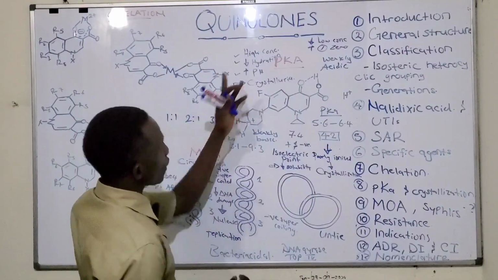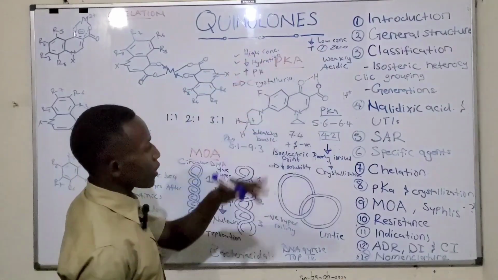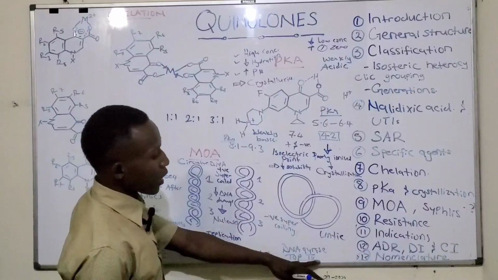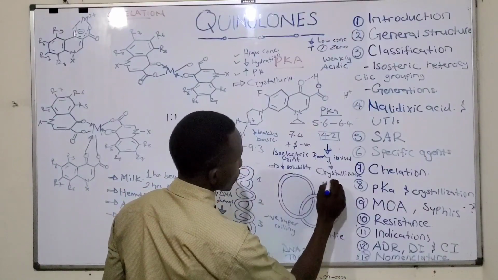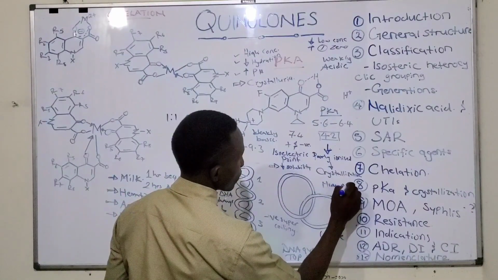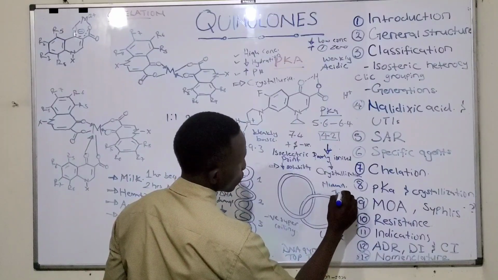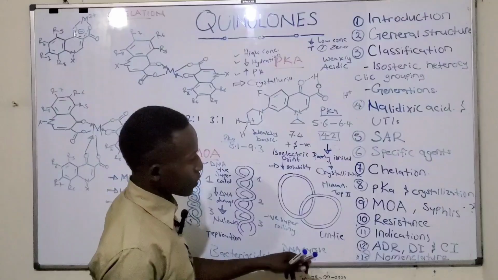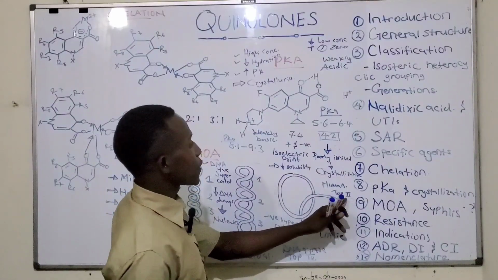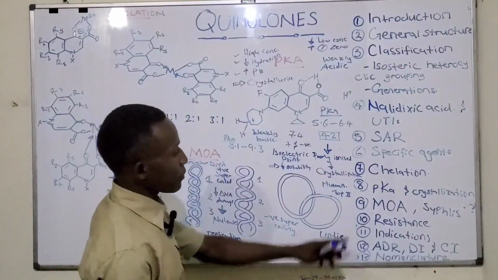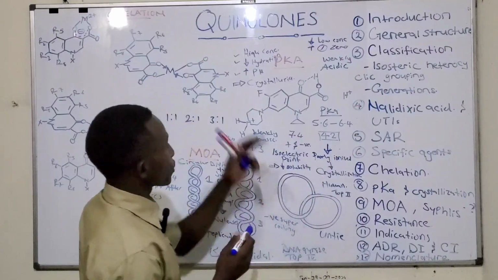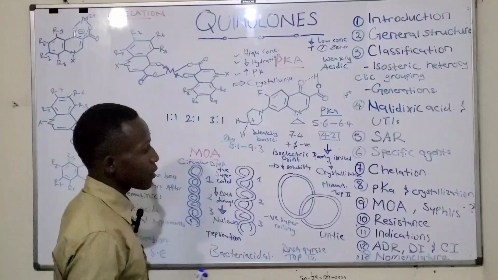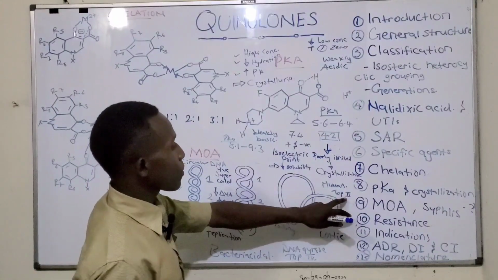Why do quinolones have low effect on the human or on the eukaryotic cell? Because in the human cell, there is topoisomerase 2 instead of topoisomerase 4. So there is low affinity for this enzyme by these quinolones because they mainly target topoisomerase 4 and DNA gyrase. But in humans, there is topoisomerase 2.